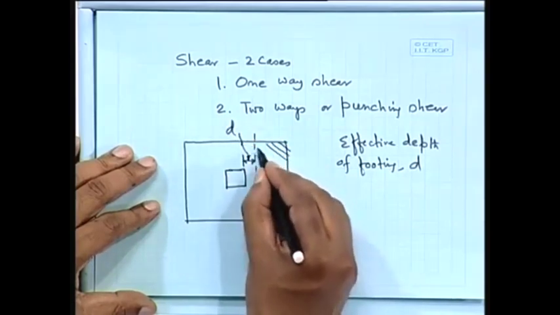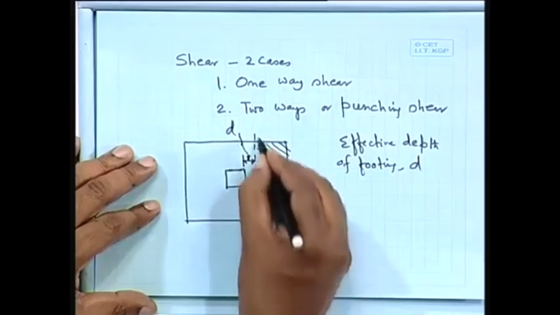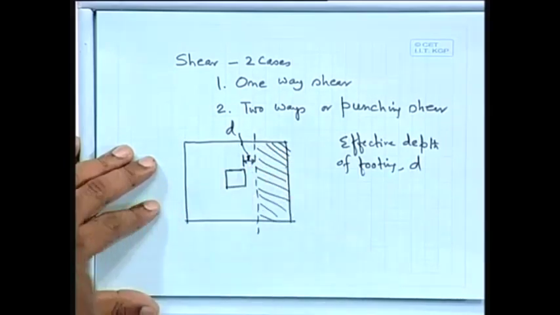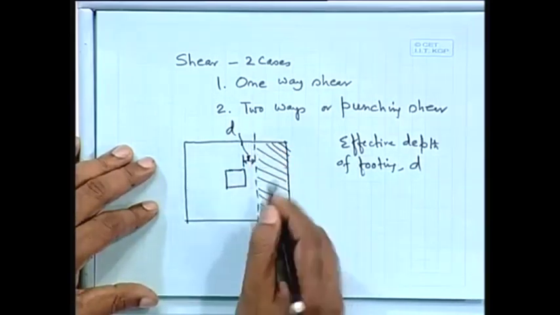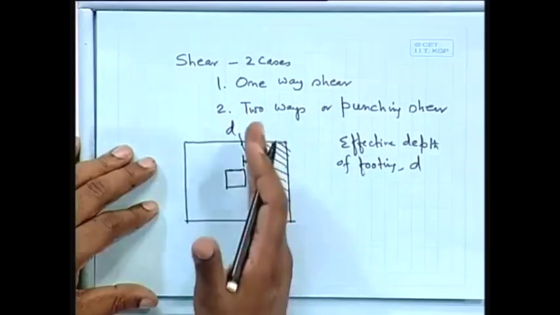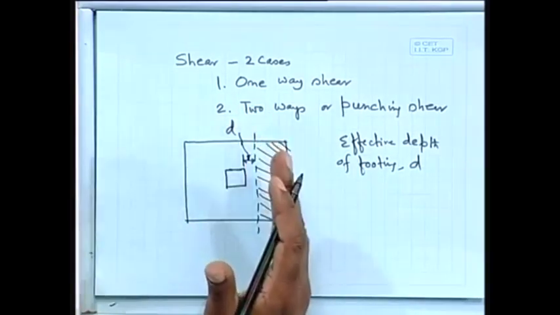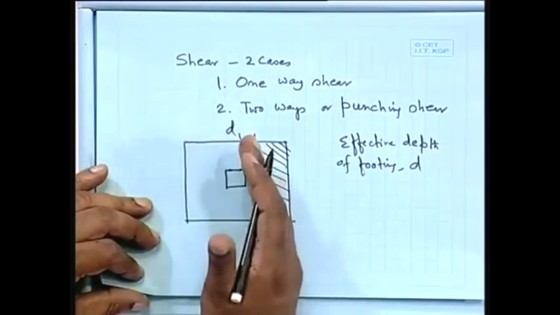That means the shear force we have to compute at this section, compared to the bending moment. We are getting the shear force at this section, which is at a distance D from the face of the column, not immediately on the face of the column, which we did for bending moment. Here we have to find out at a distance D.